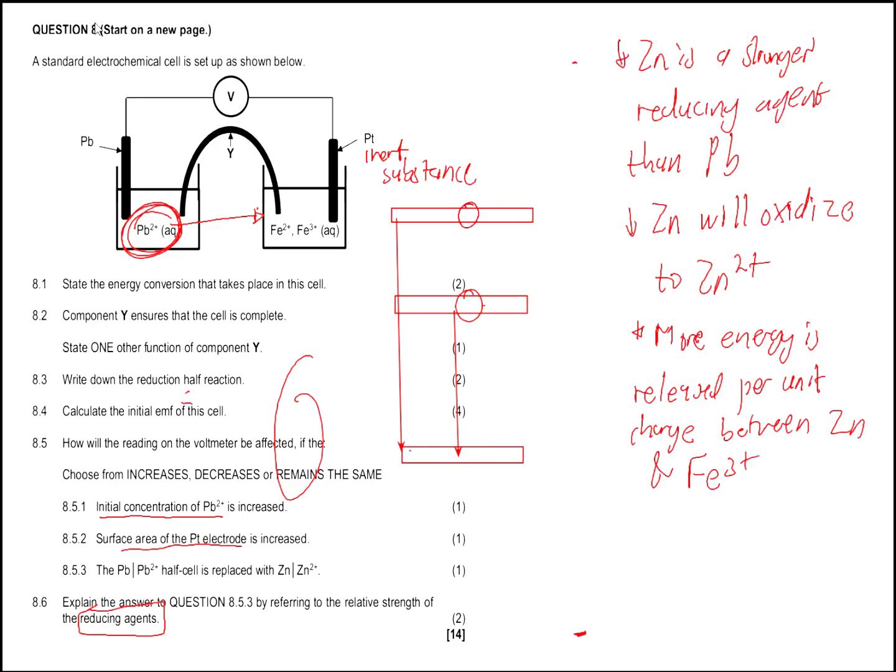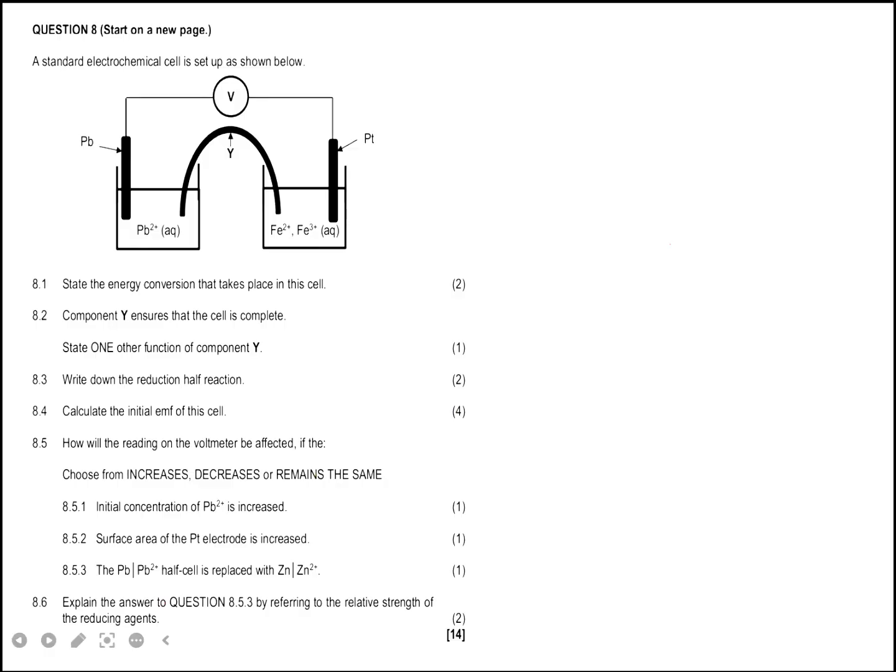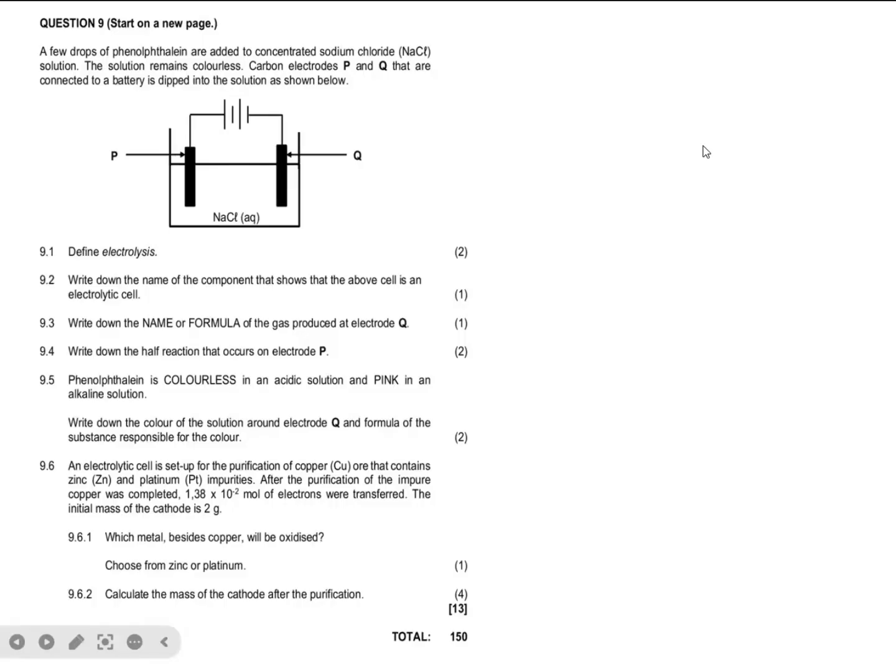Let's now move to the last question. So we have question 9. It says a few drops of phenolphthalein are added to concentrated sodium chloride solution. The solution remains colorless. Carbon electrodes P and Q that are connected to a battery are dipped into the solution as below.